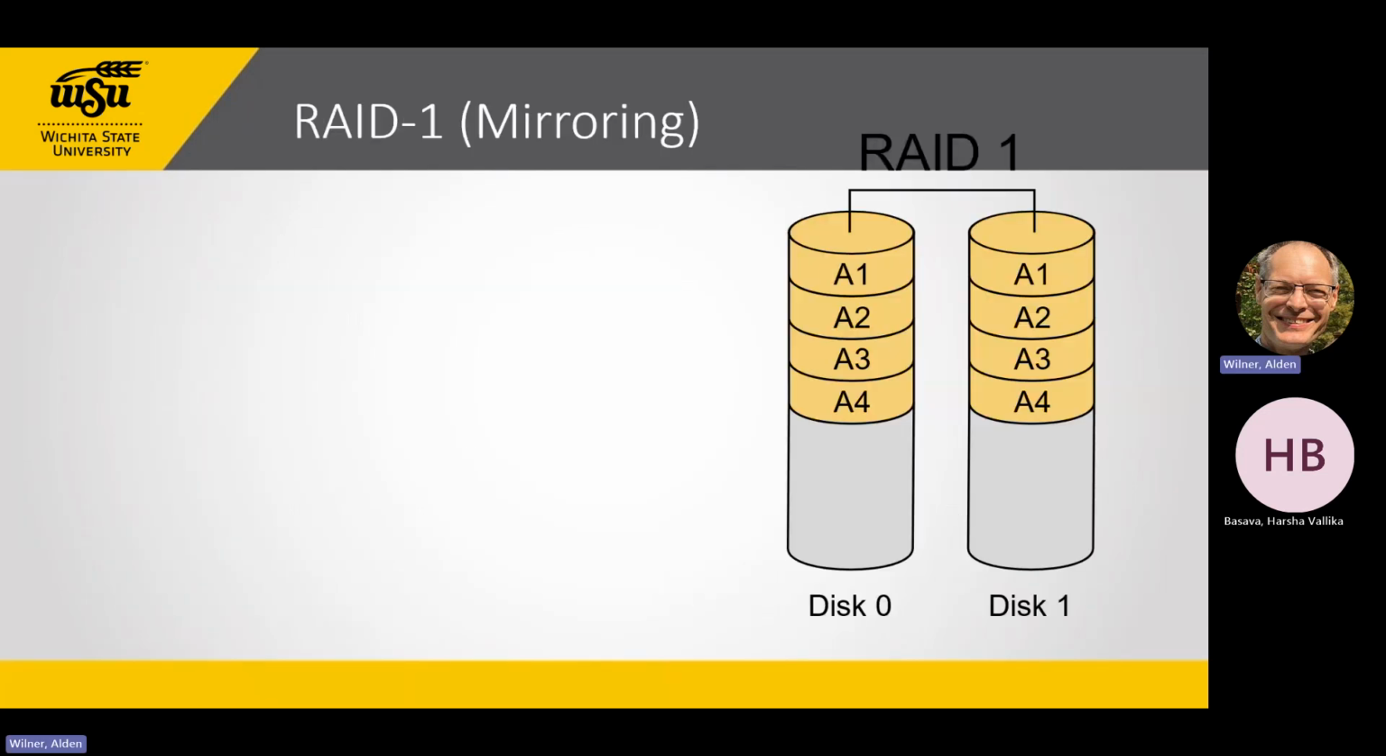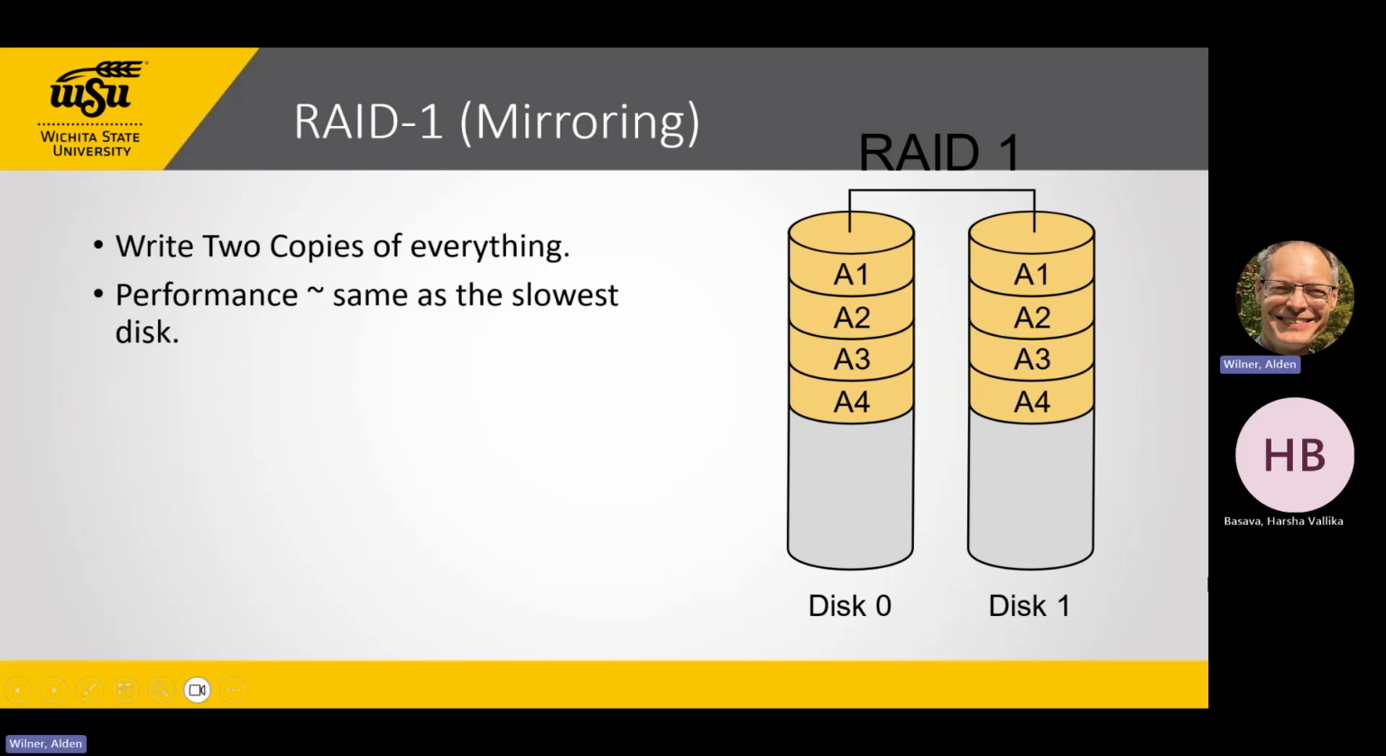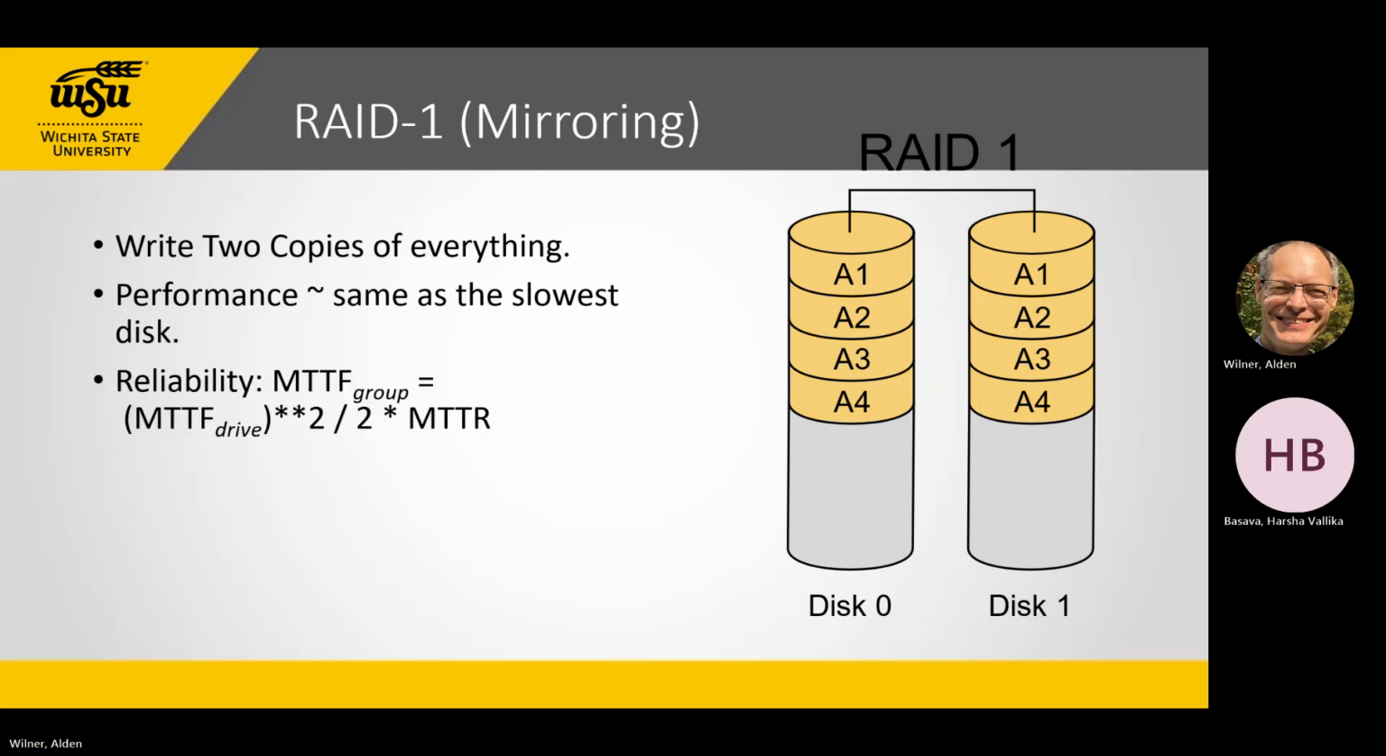So what are we doing here? RAID 1 is mirroring. We're going to write 2 copies of everything, right? A1, A1, A2, A2, A3, A3. The performance is the same as the slowest drive. If one of these drives is faster than the other, we're going to wait on the slowest drive to make sure we've got our data read, right? Our reliability, mean time to fail of this group is mean time to fail of a drive squared over 2 times the mean time to repair. Let's see how that fits into the formula.